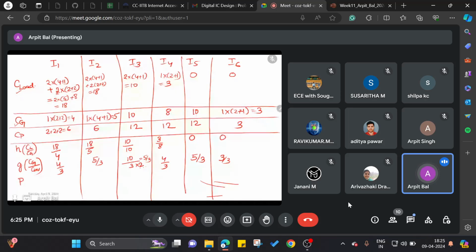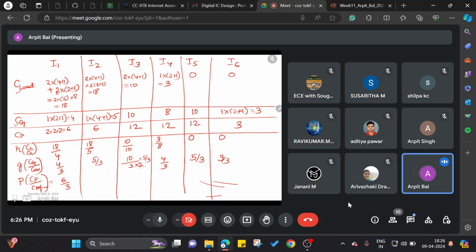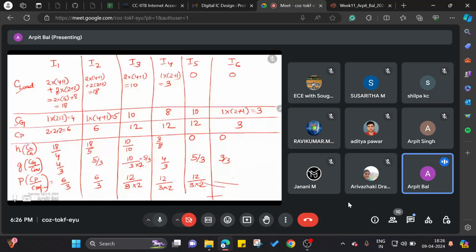Now what is the parasitic effort? That is basically our CP by C ref inverter. So we have 6 by 3, 6 by 3, 12 by 3 into 2, 12 by 3 into 2, 12 by 3 into 2, and 3 by 3.